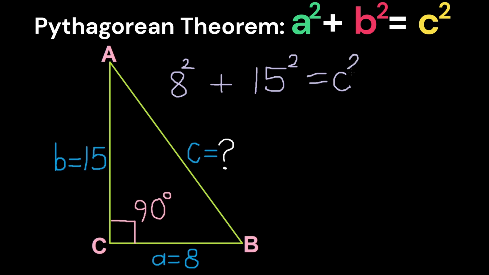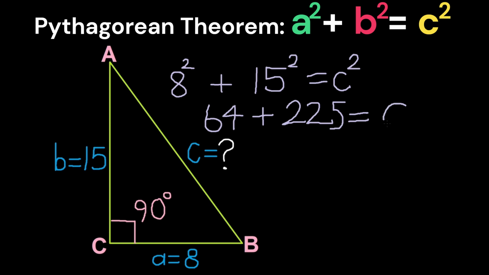By this time we should have a good grasp of the Pythagorean theorem, so I am doing this faster than the previous examples. 8 squared is 64 plus 15 squared is 225, and the sum of those two equals c squared. When we add 225 to 64, we get 289, and that equals c squared.